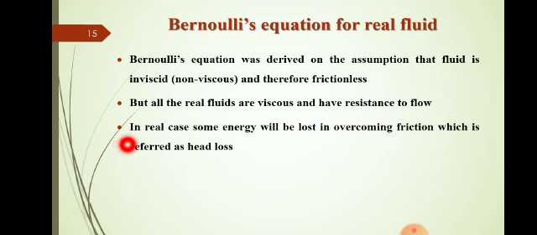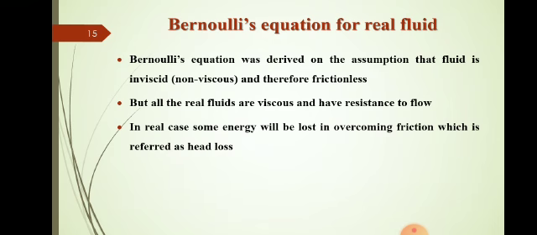In the real case, some energy will be lost in overcoming friction, which is referred to as head loss. We have derived that the sum of pressure energy plus kinetic energy plus potential energy is a constant. That was derived based on the assumption that the flow is ideal. But in real scenarios, the flow is not ideal, it has some amount of viscosity, and it offers resistance to flow. And since there is a resistance to flow, there occurs some amount of head loss or energy loss.